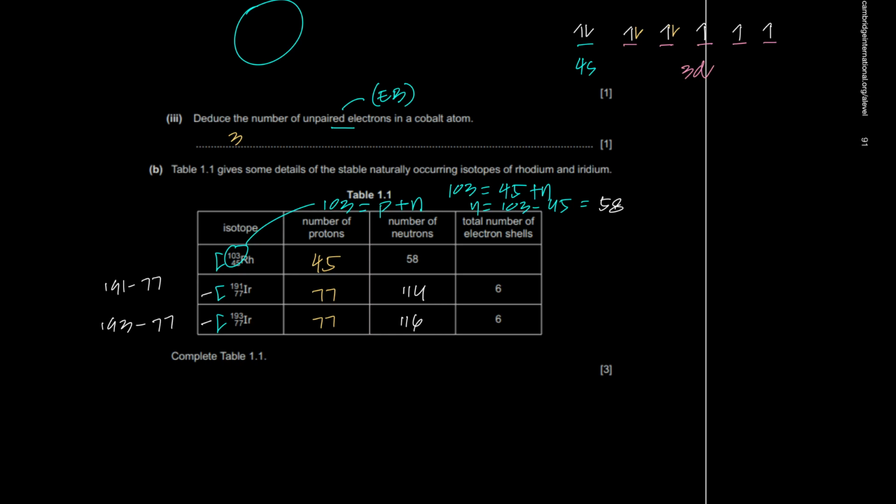Now you want to figure out the total number of electron shells, and without doing literally anything, you could have just gone into the periodic table, check out where rhodium is, and the period that rhodium is in, that would be the number of electron shells. That's how easy it is.